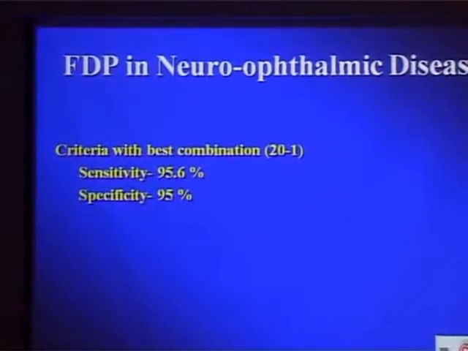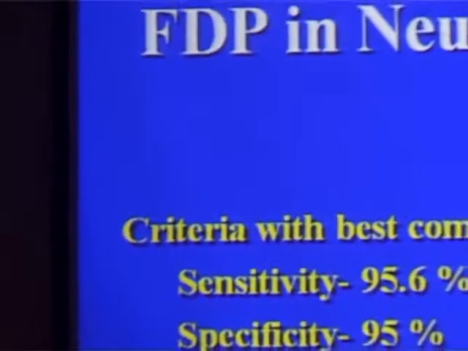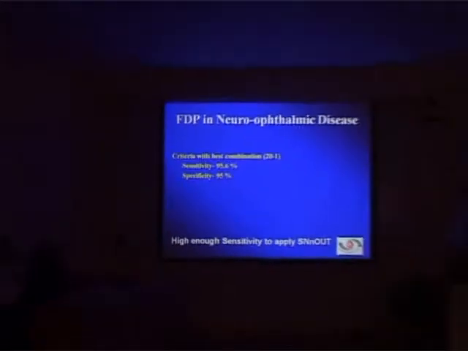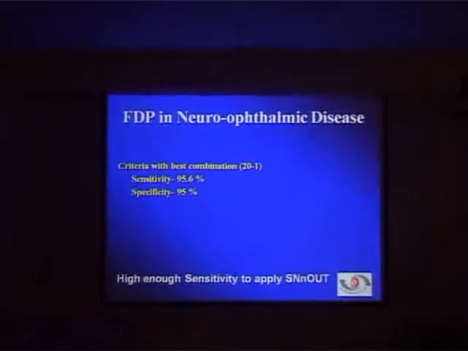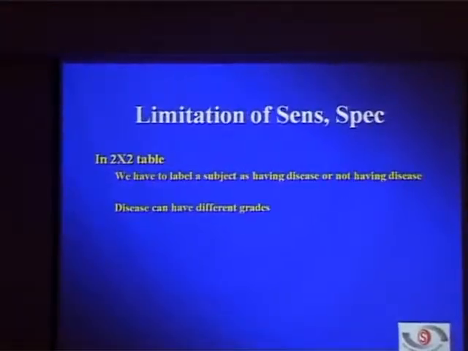The same thing when we did the test for the FD for neuro-ophthalmology: what we found was a sensitivity of 95% for 2 points. So if you are looking for neuro-ophthalmology and the patient does not have at least 2 points, it's very likely that he does not have neuro-ophthalmic disease. This is a broad criteria, I am just giving the example.